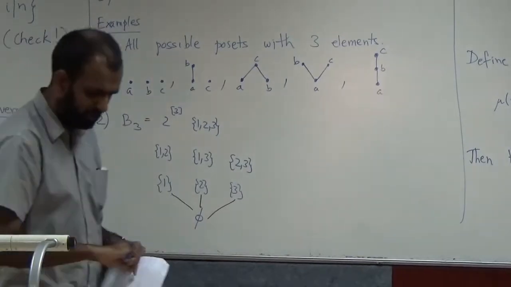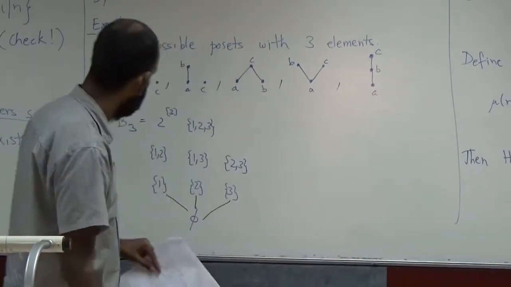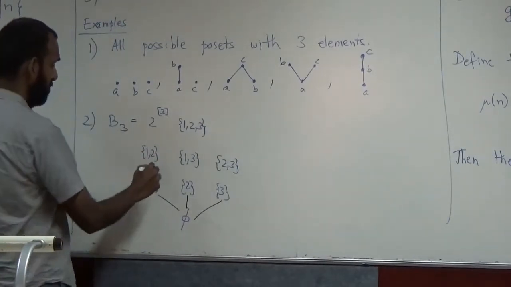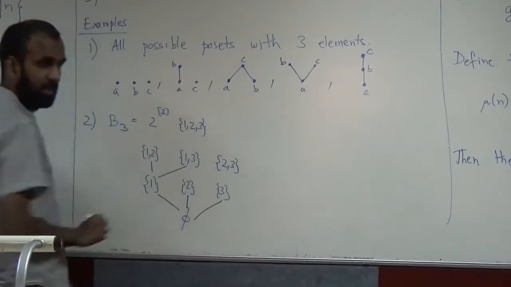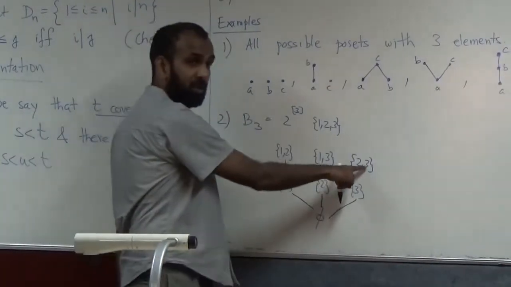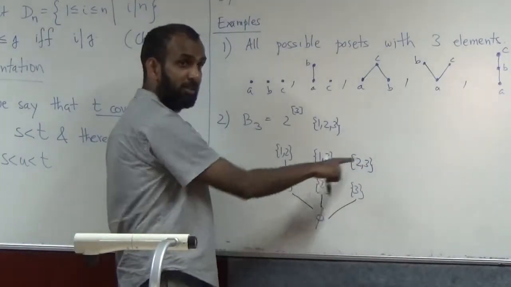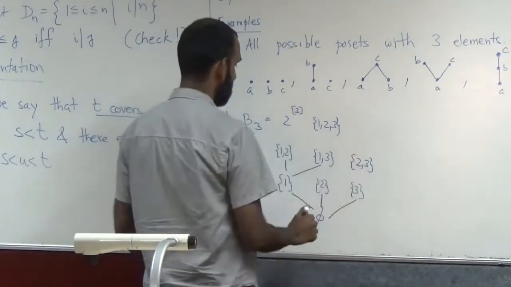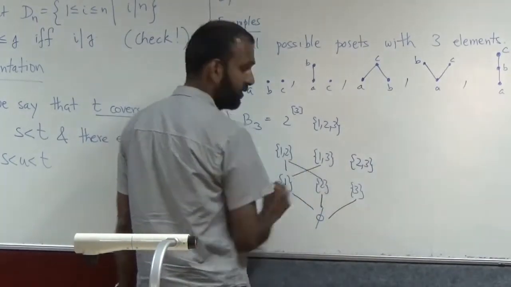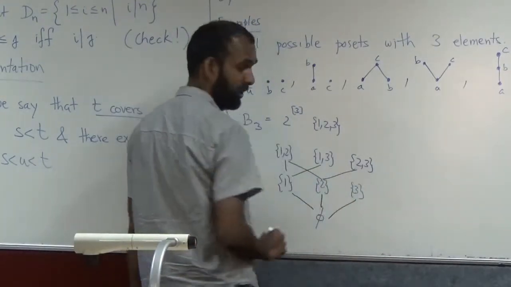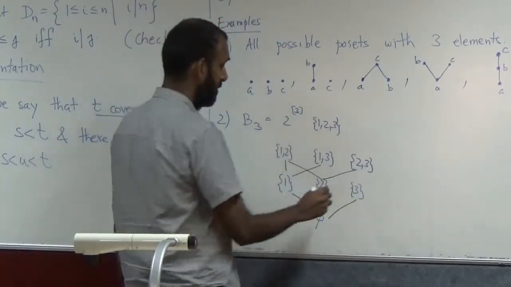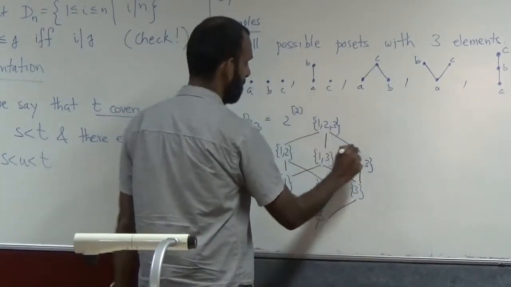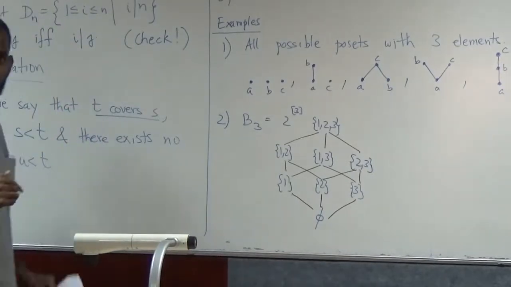So let's draw the cover relations. Let's draw the edges in this graph. So {1} is less than {1, 2}. {1} is less than {1, 3}. {1} is not less than {2, 3}, because 1 is not contained in {2, 3}. So these two are actually incomparable. {2} is less than {1, 2}. {2} is less than {2, 3}, but not {1, 3}. Similarly for {3}, and all of these are subsets of {1, 2, 3}.